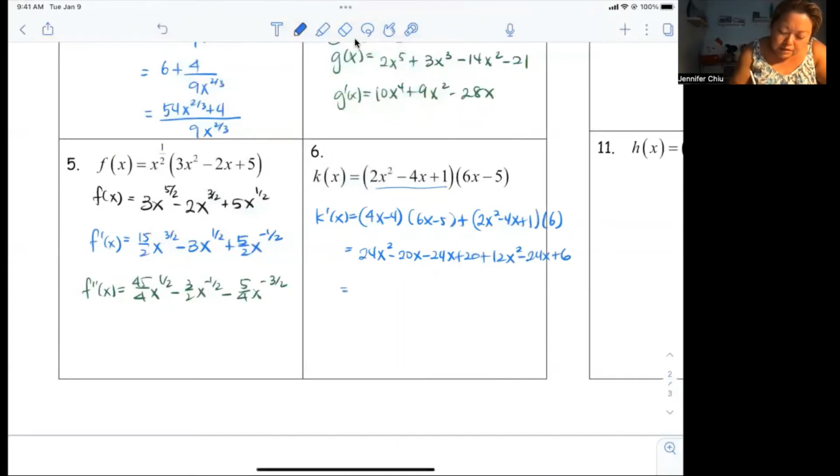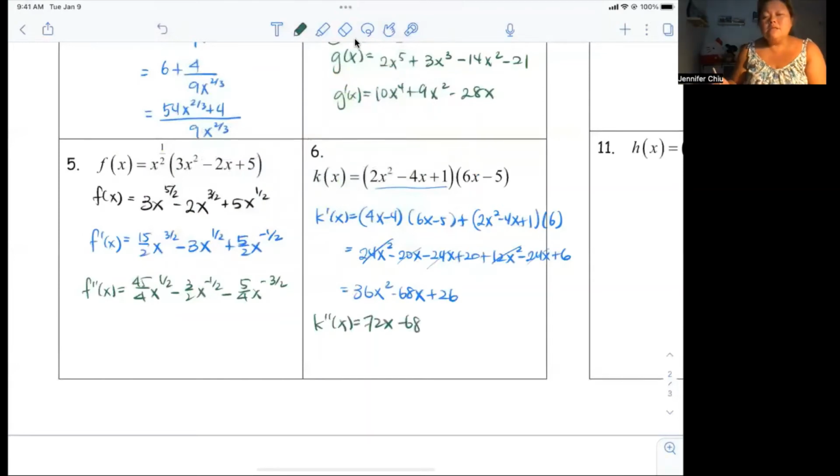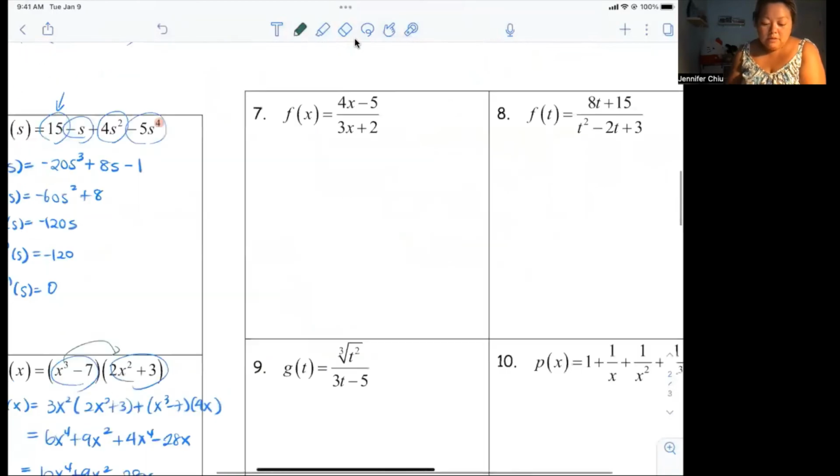Okay, that would give me 36x squared, so that's these two. And then negative 20, negative 24, negative 24, so 2, 4, 6. So minus 68x, and then plus 26. Okay? All right, so that will give me the first derivative, and then I would like you to go ahead and take the second derivative of this. So k double prime of x gives me 72x minus 68. This is a polynomial function, so if you were being prompted to do so, you can actually keep taking a derivative until you hit 0. Okay? All right, so that's really good product rule.